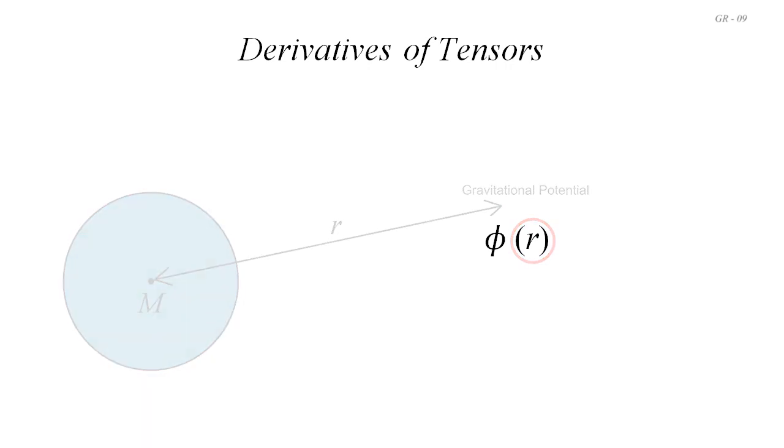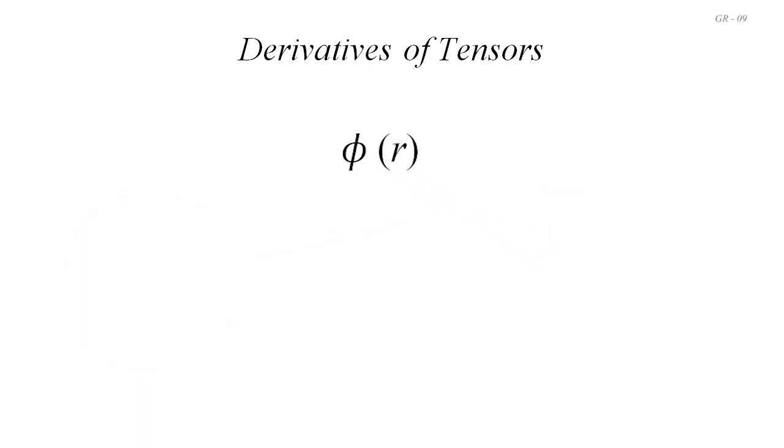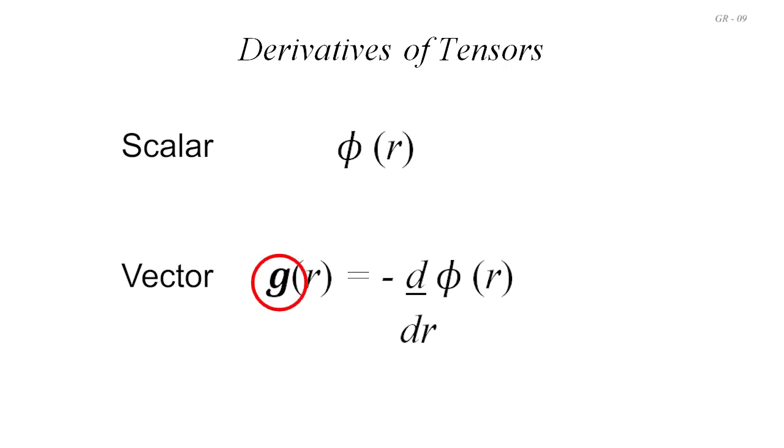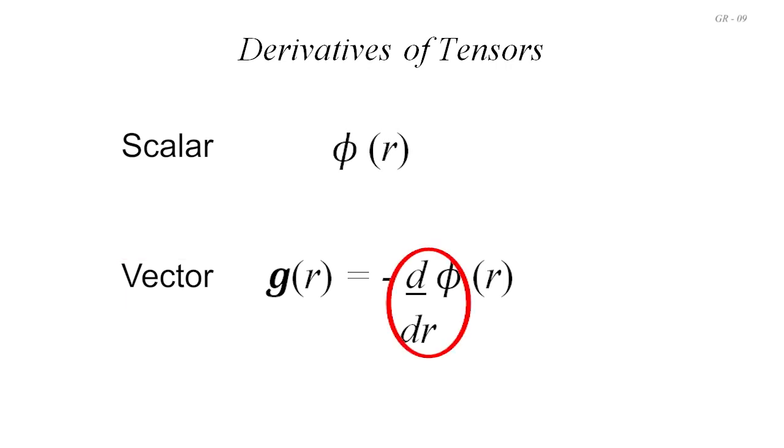In discussing this in video 1, we also showed that the derivative of this scalar with respect to distance r in this case was a vector, the acceleration due to gravity or the gravitational field strength, little g. This vector, little g, is a tensor of rank 1. It's a vector. And so taking even the ordinary derivative of the rank 0 tensor, phi, has changed it into a rank 1 tensor, little g, something with size and direction, a vector. It has increased the rank by 1.